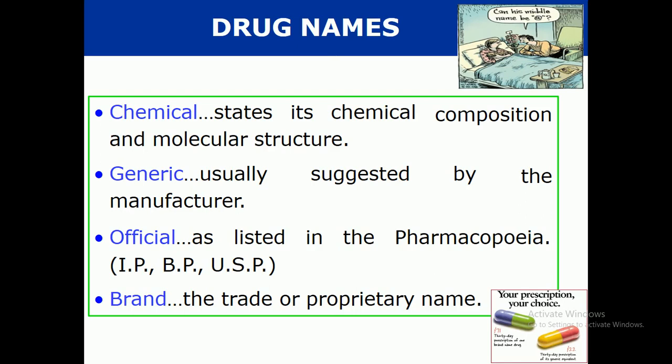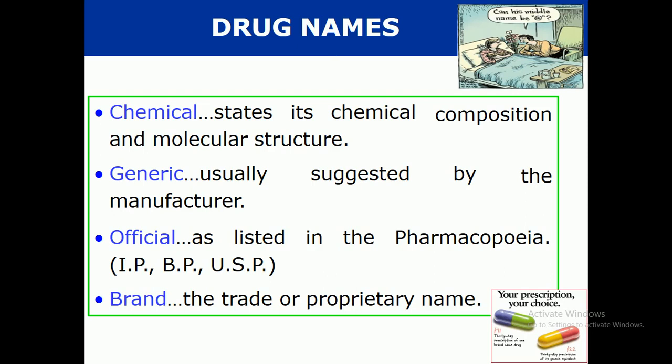The official name is the name which is used throughout the world. It is listed in the Pharmacopoeia, and the drug descriptions are properly given in the list. These are the officially recommended books, for example: International Pharmacopoeia, Indian Pharmacopoeia, British Pharmacopoeia, United States Pharmacopoeia, London Pharmacopoeia, and the BNF, British National Formulary. All these are the official recommended books.